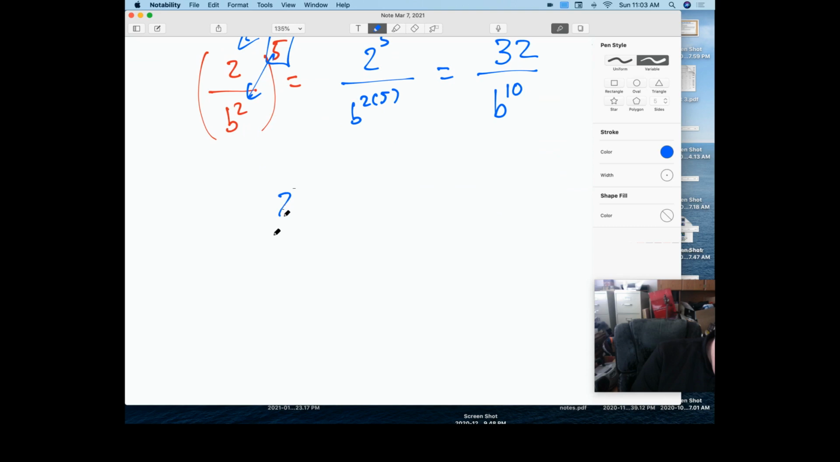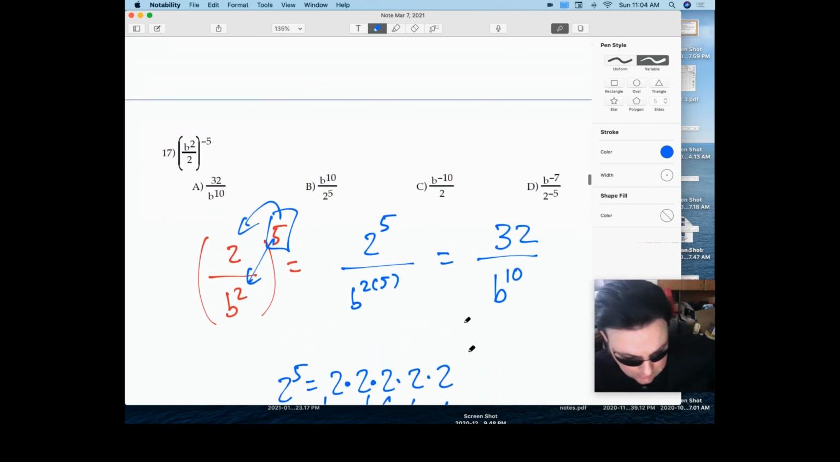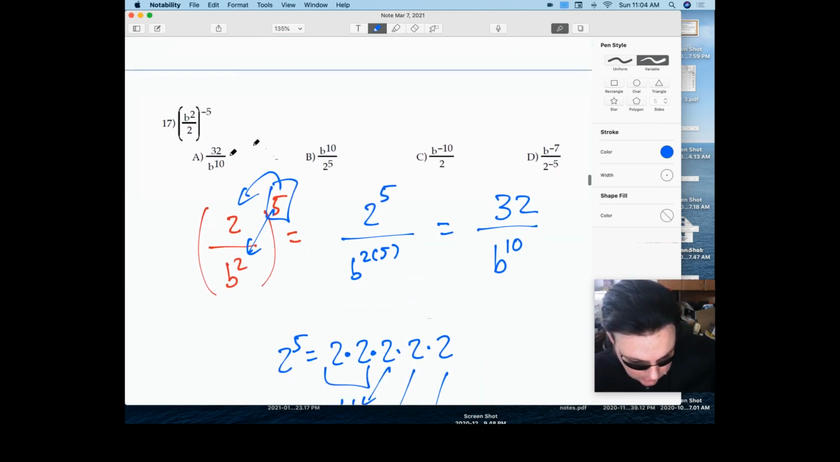2 to the 5th means 2 times 2 times 2 times 2 times 2. That's 4. Those two together give me 8. These two together give me 16. 16 times 2 is 32. And there's my answer. So that is A.